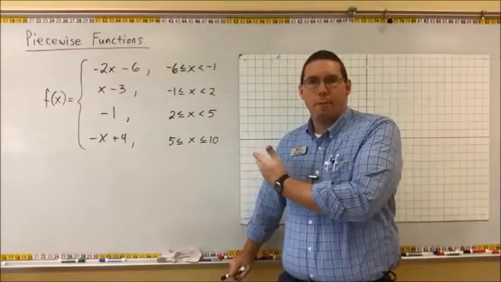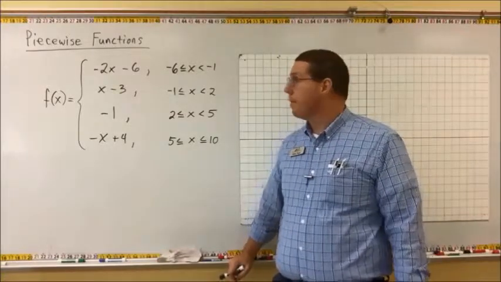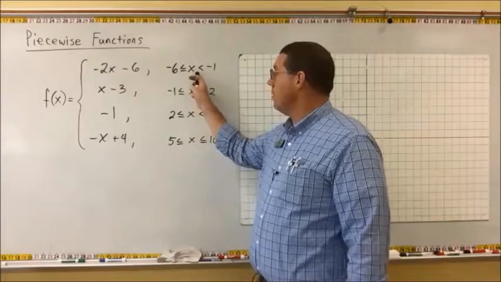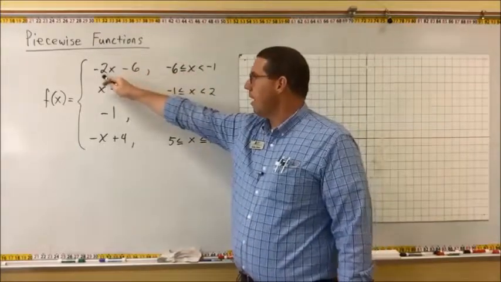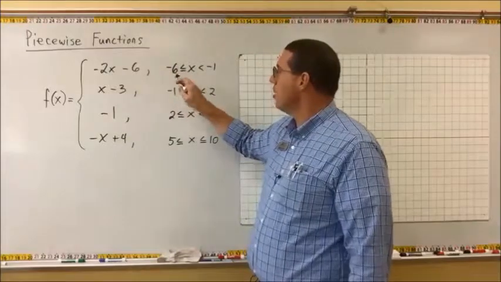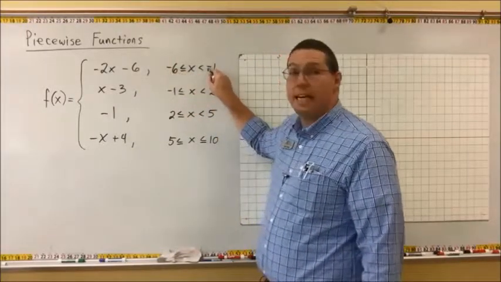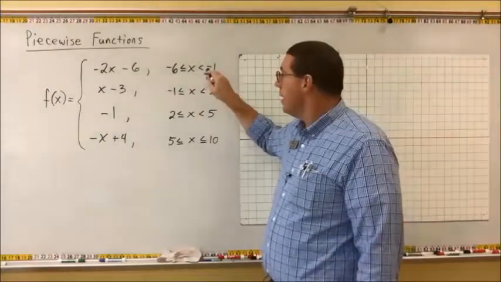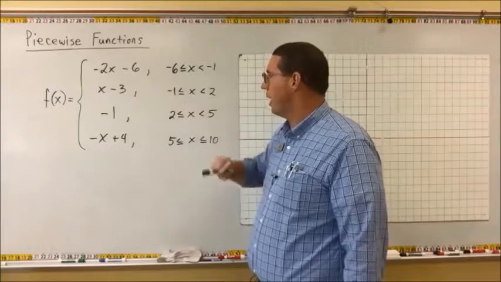All right, here we have another piecewise function. This one has 4 pieces. Here are the domains for each one of the pieces. Okay, so this piece, -2x minus 6, only runs when x is -6 up to -1, but not including -1. -1 is included on the next piece because it's got the or equal to down here.